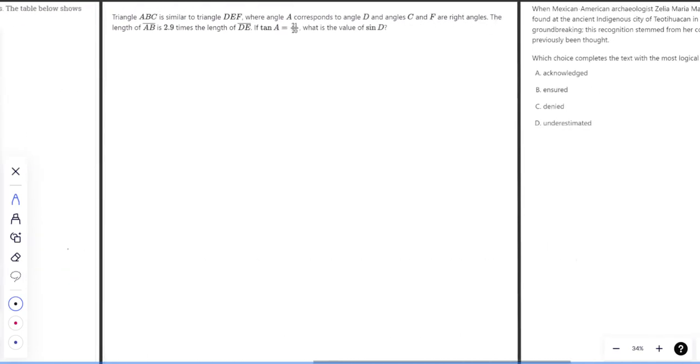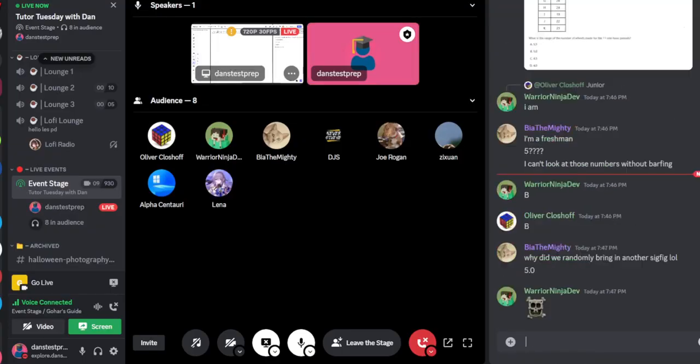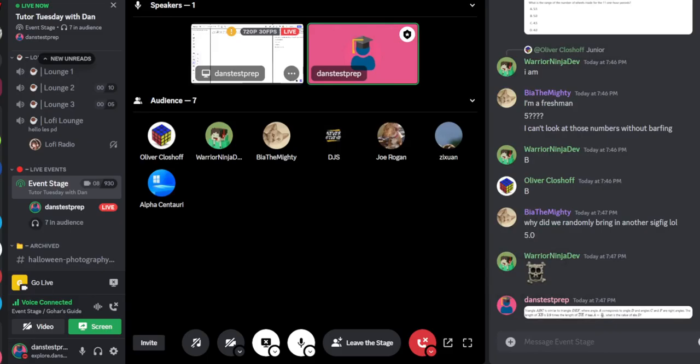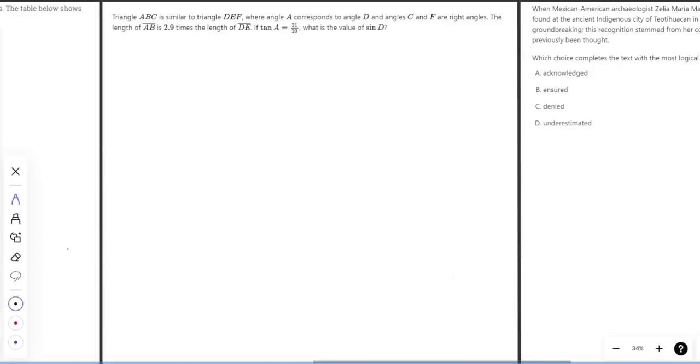Moving on. I don't know why they brought in more sig figs. Maybe to throw people off, because the SAT is testing concepts that most people learn in school, but they have to test it in a weird way, otherwise a lot of people would get everything right.